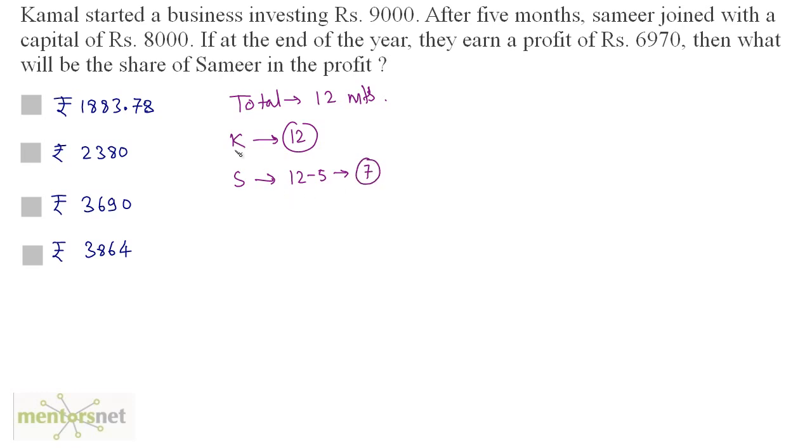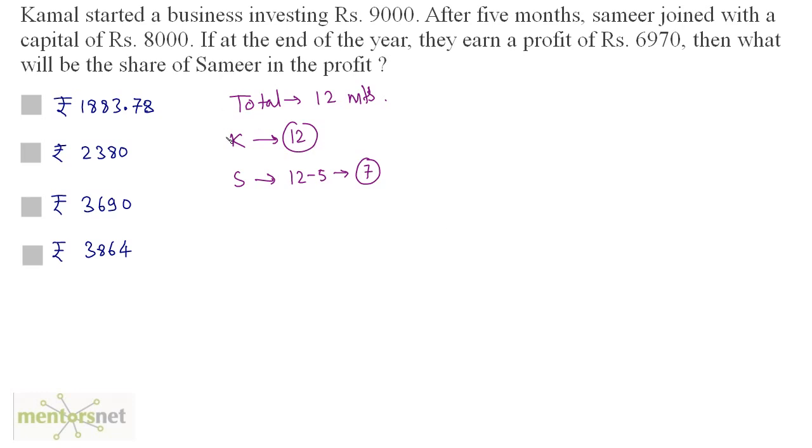So we have the time periods of Kamal and Sameer doing their business, 12 months and 7 months. We also have been given the amounts of their investment. So we have all the data. We can calculate the ratio of their profits.